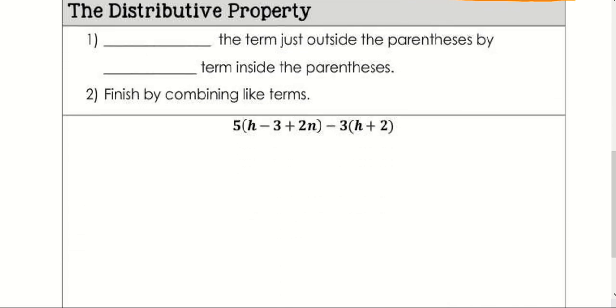Moving on to the distributive property. The first thing we will always do is multiply the term that is outside of the parentheses by every term inside the parentheses. So I like to draw arrows. This 5 we have outside of the parentheses, we're going to be taking inside to each term. So there's 3 terms inside, and it will be multiplied.